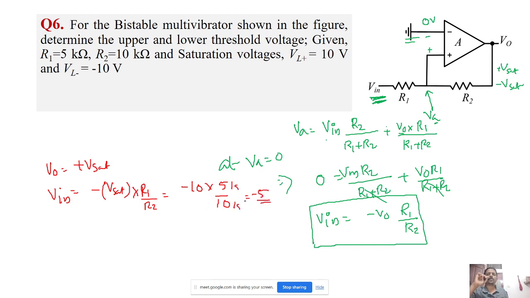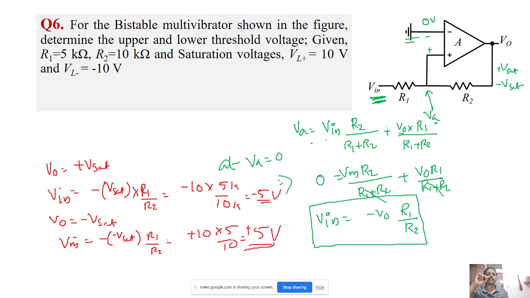So at minus 5 volt it will cross 0, right, when V0 is plus Vsat. And similarly when V0 is minus Vsat, Vin is minus of minus Vsat into R1 by R2. So this is plus 10, right? Minus minus 10, so into 5 by 10. So it is plus 5 volt.